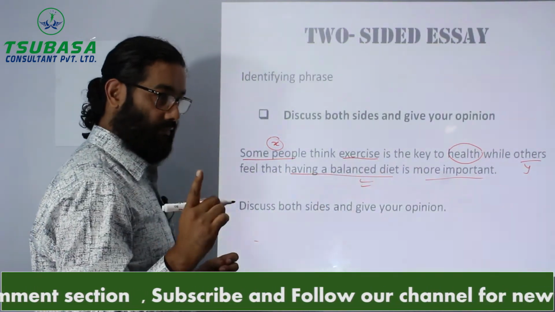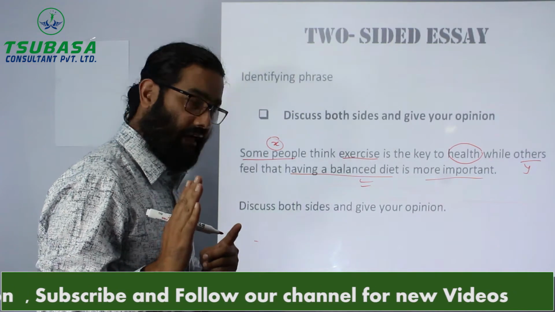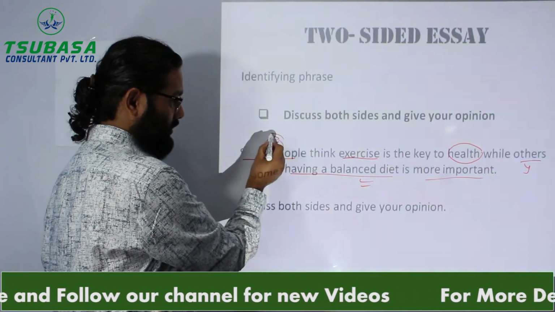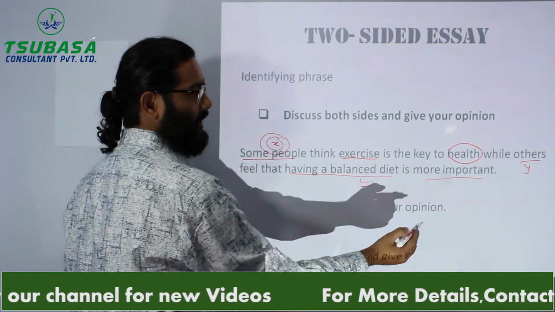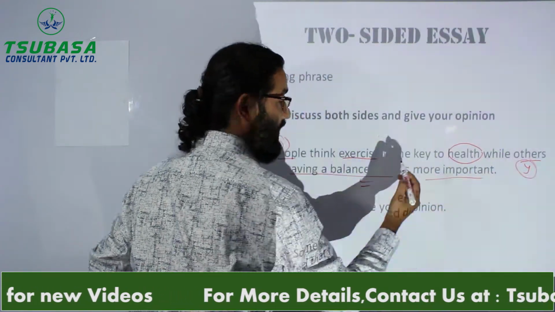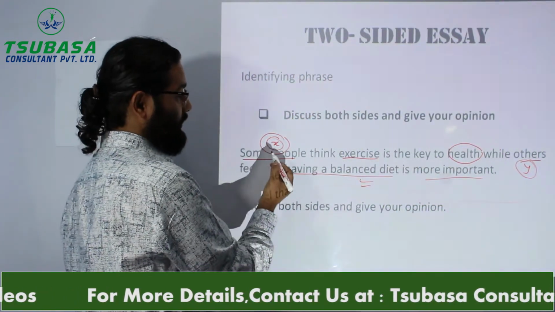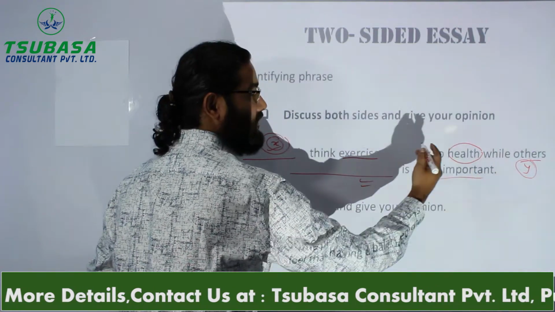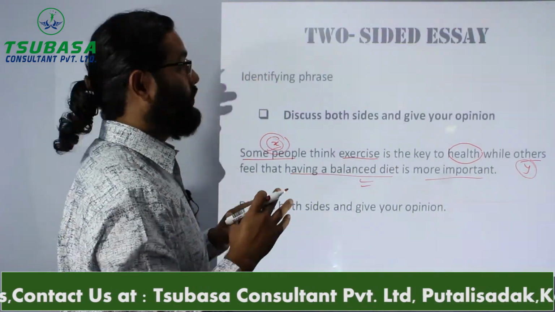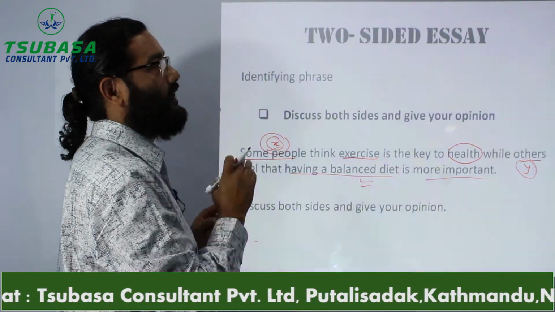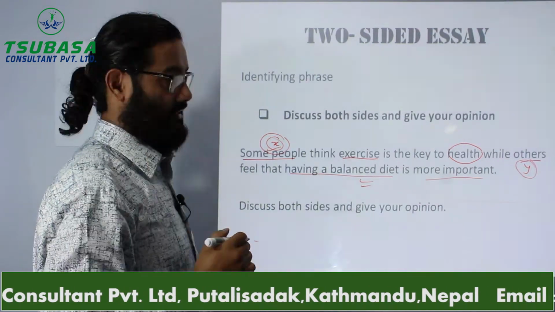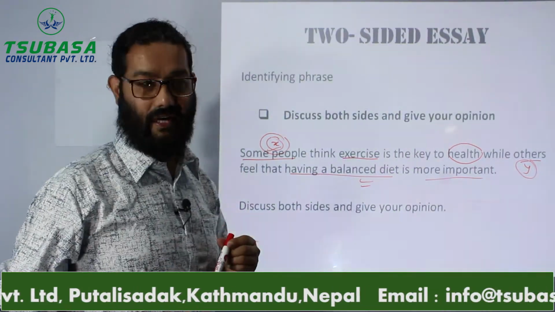Even if you have to pick a side, you have to discuss the X view and you have to discuss the Y view, then write whether you prefer the X version or the Y version, and why. So this is what it means by two-sided essay. Now let us move on to the third type of essay.